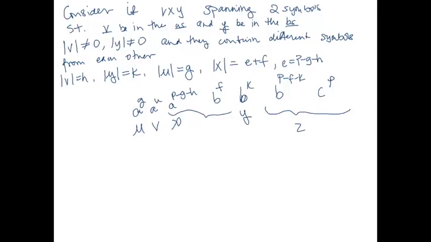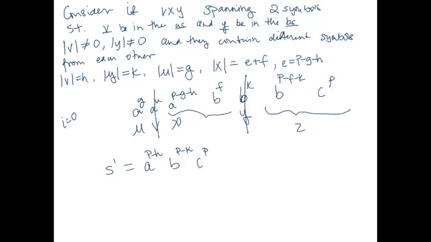What we want to check is if we can find some I so that the string is not in the language. So again, let's choose I equals 0. Let's pump down. V disappears. Y disappears. So what does our pump string look like? How many A's do we have left? We have P minus G minus H plus G. So we have P minus H A's. How many B's do we have? We have P minus F minus K plus F. So we have P minus K. How many C's do we have? We have P of them.